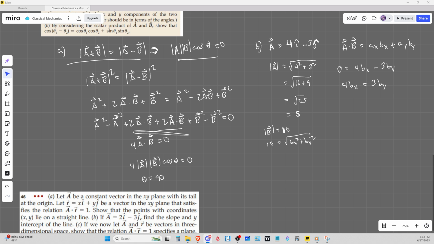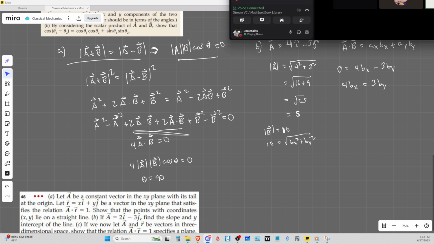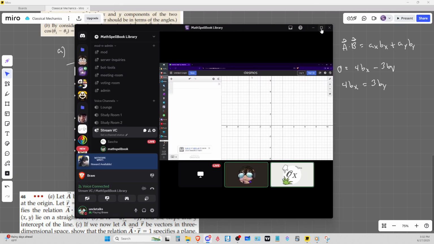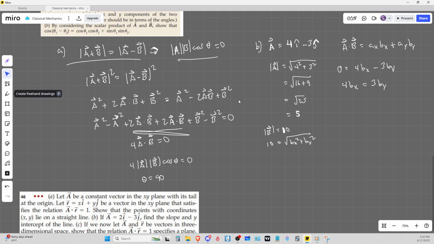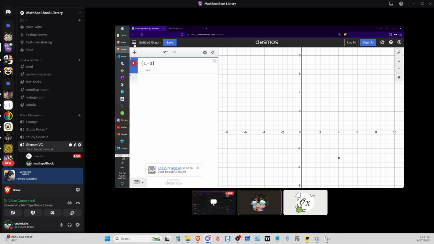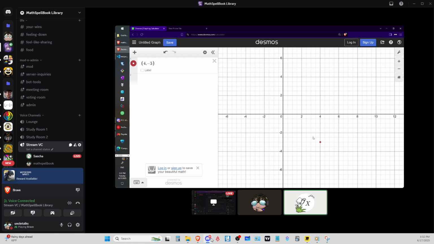Let me just open this up. Okay, can you see my screen now? Yep. So what was the vector? The vector A is equal to 4i minus 3j. Okay, so 4, minus 3, right? Uh-huh. In Desmos it will show as a point, but I want you to imagine a nice vector going from the origin to the point, okay? Okay.